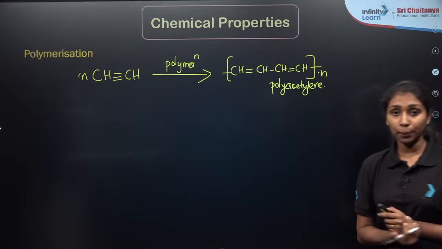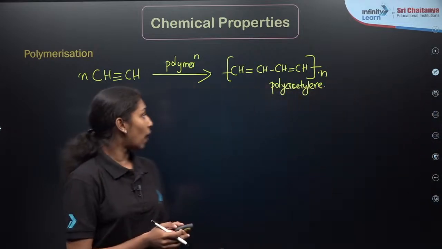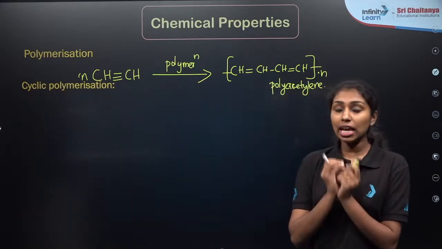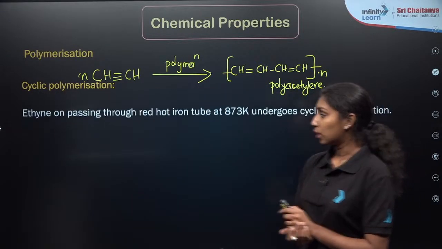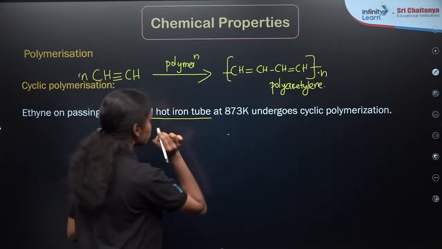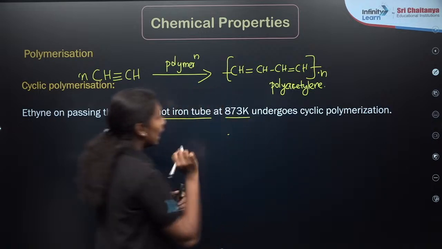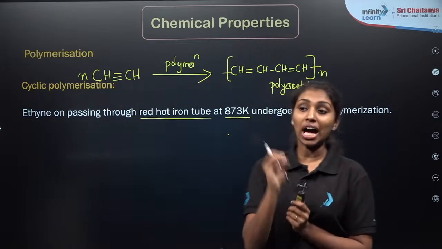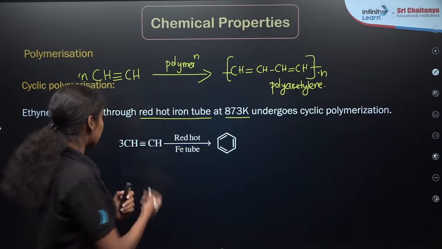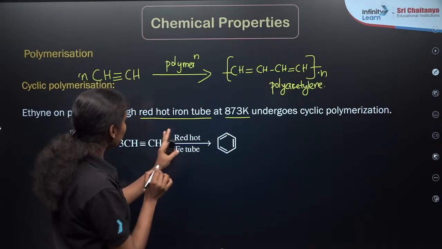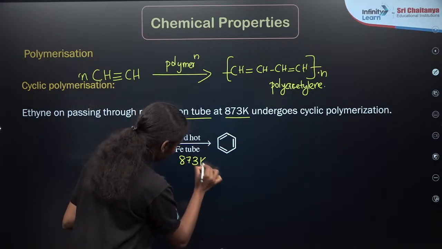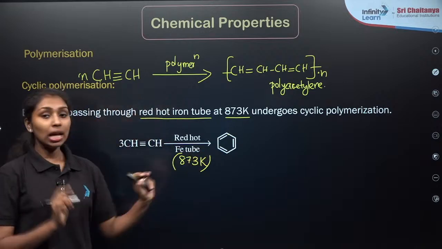Now let us talk about the very important method, that is the cyclic polymerization of alkynes. For example, if I am taking 3 molecules of acetylene, passing through a red hot iron tube at 873 Kelvin, it will undergo cyclic polymerization to form our benzene molecule. Clear? 3 CH triple bond CH molecules will pass through the red hot iron tube at 873 Kelvin. Temperature is very important here. 873 Kelvin, it will form the benzene molecule.